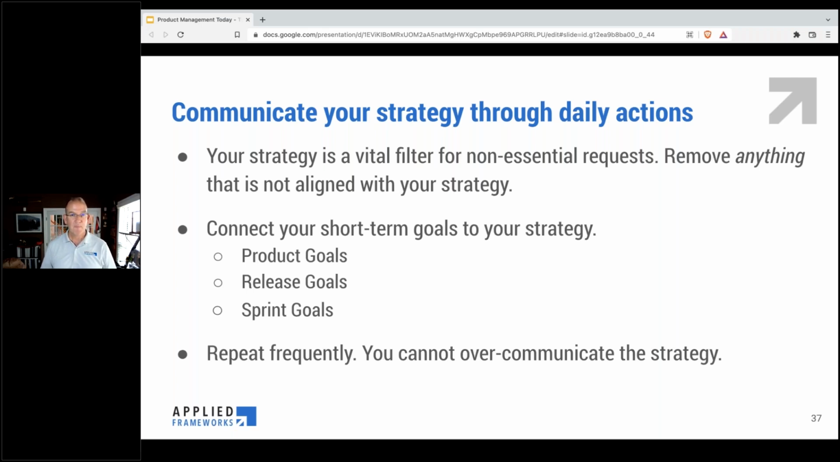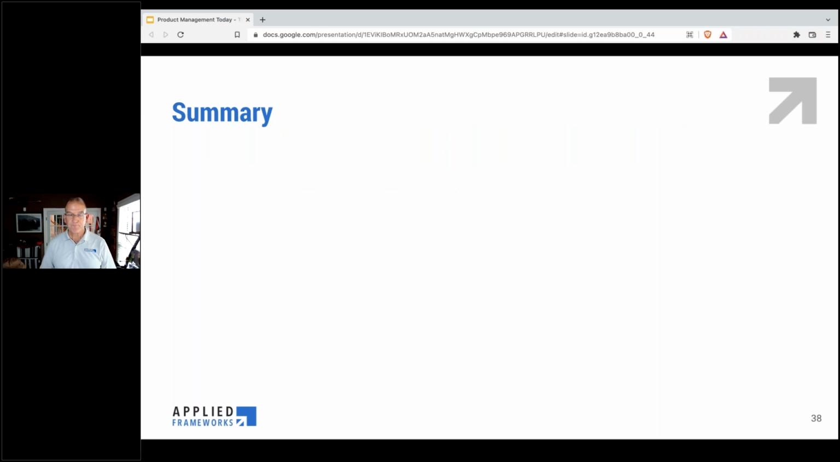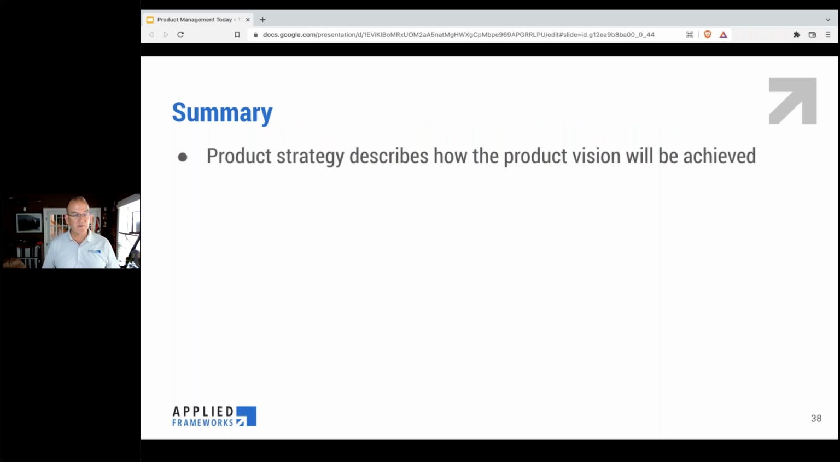So in summary, product strategy describes how the product vision will be achieved: the detailed objectives, the specific markets you're going to achieve, and the aim of what you want to accomplish with your vision.